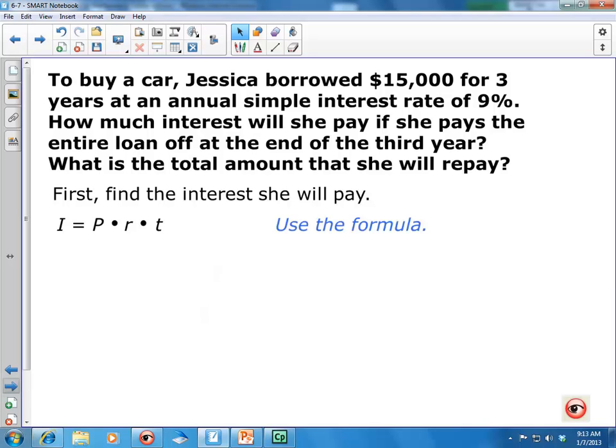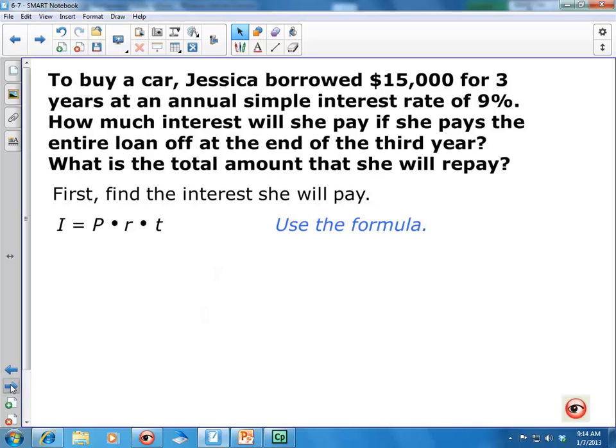Here it says, to buy a car, Jessica borrowed $15,000 for 3 years at an annual simple interest rate of 9%. How much interest will she pay if she pays the entire loan off at the end of the 3rd year? What is the total amount of money that she will repay? That's two different amounts there. Because whenever you repay your total amount, remember you also have to repay the principal, like the money that you borrowed. It'd be super awesome if you could go to the bank and say, hey, I need to borrow $10,000, and they charge you interest on that money, but you only had to pay back the interest, and you didn't have to pay back the $10,000. That'd be great. But that's not how it works. You have to pay back the $10,000 you borrowed, and also the interest.